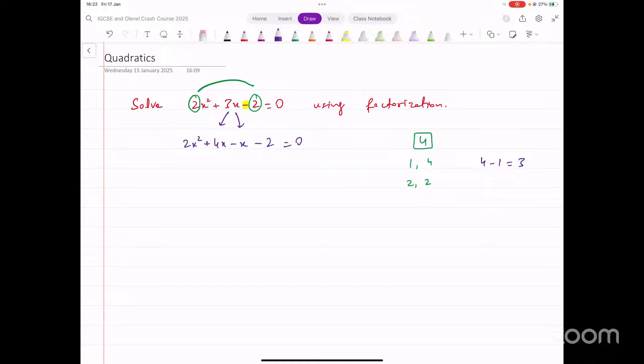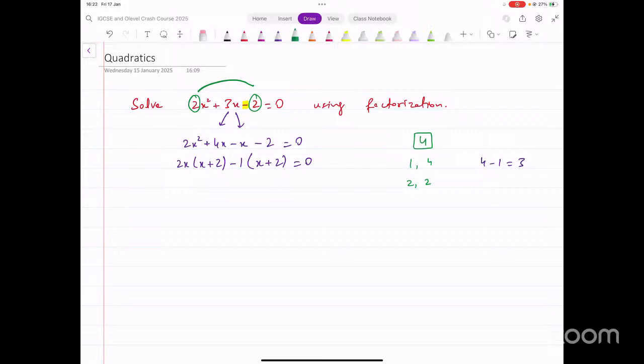Now we look at the first two terms. We can take 2x common from this, and that gives us 2x into x plus 2. Look at the last two terms. We can take minus 1 common from this. Whenever we have this term negative, we always take minus common in that case. So we can write it as minus 1 outside, and then inside the bracket we have x plus 2. And now since we've got the same expression inside the bracket, that kind of confirms that this working is correct.